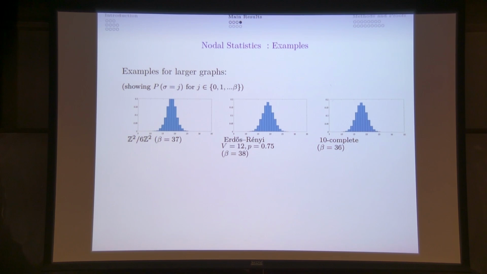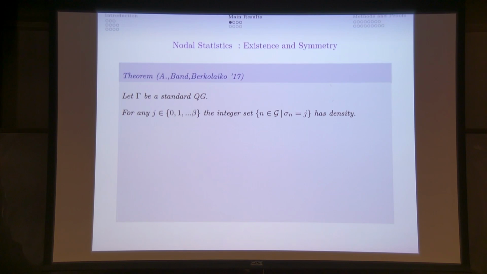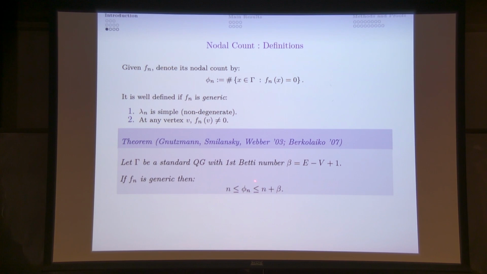Nodal surplus, nodal domains, and boundary points. Yeah, the relation is just that when you're far enough up in the spectrum, the relation is just a shift by beta. If we go back to this one, here, if I would count nodal domains, this would be n and not n plus beta, and this is exactly the current bound. Okay.